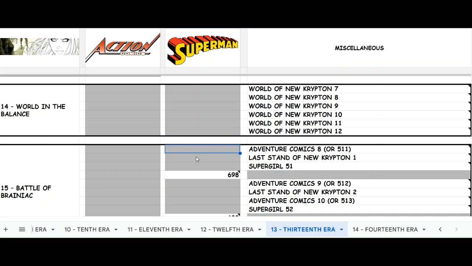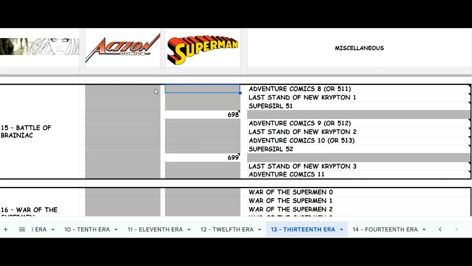So onto our penultimate arc for this era, we have Battle of Brainiac. This is where we actually get Adventure Comics 8 or Adventure Comics 511. The numbering makes it clear both numbers apply because of something called legacy numbering. I'll do a video on my channel about that one day. What we have here now is branding called Last Stand of New Krypton. And that's actually on Adventure Comics number 8, which is also triangle number 30. Adventure Comics 8 also has a backup story called Awake Part 1. We'll get onto Awake Part 2 in a bit, but it doesn't follow straight away, I'm afraid.